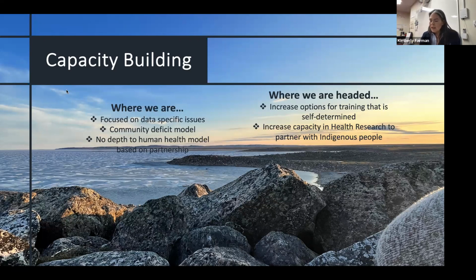So I won't stop, but I think building capacity in our own organizations to really partner with communities is an important piece. It does take more time. It often takes more resources, but we need to increase capacity as researchers and in research organizations to do that work.